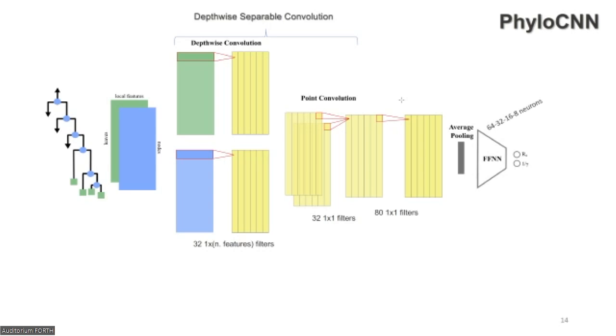And then after that is just one more convolution filter, pooling, and a feed-forward neural network. And then an output layer with the parameters. Or if you want to do model classification, it will be a softmax layer.